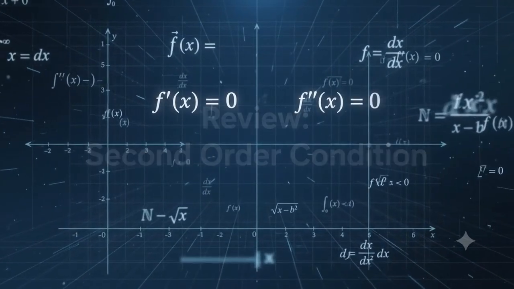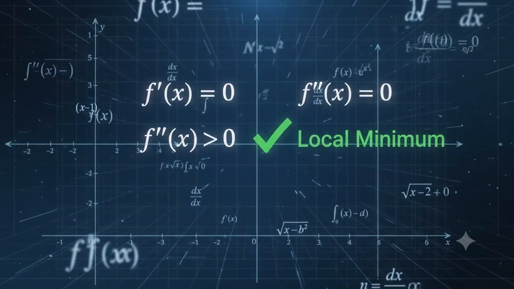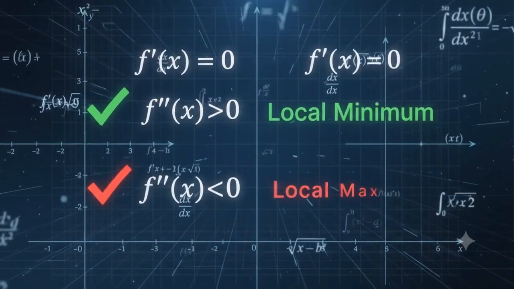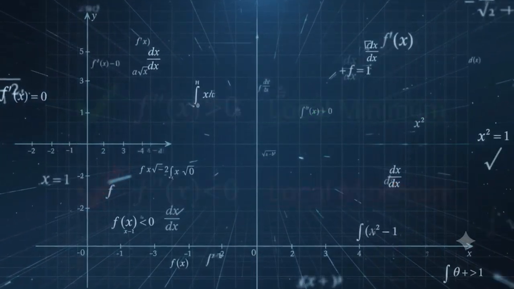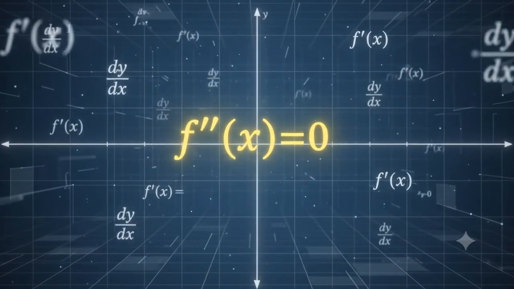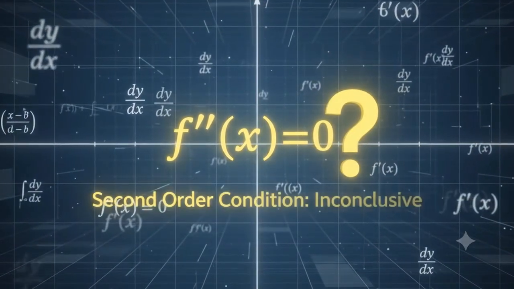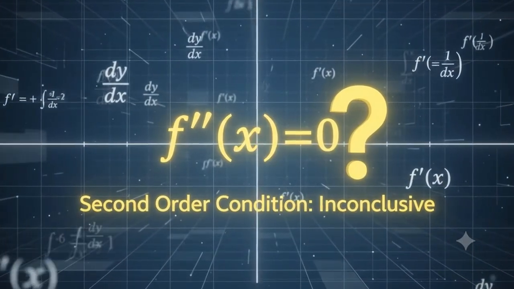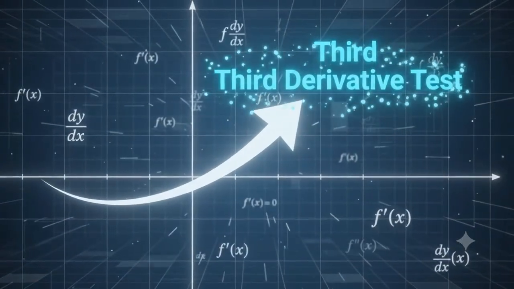Before learning the third derivative test, let's quickly review the second-order condition. A positive second derivative indicates a local minimum, while a negative second derivative indicates a local maximum. But what happens when the second derivative is equal to 0? In this situation, we need another test. We continue by finding the third derivative. This is known as the third derivative test, or the higher derivative test.